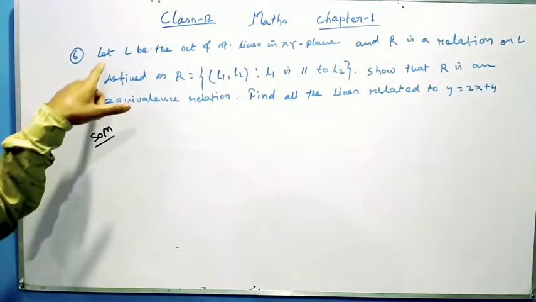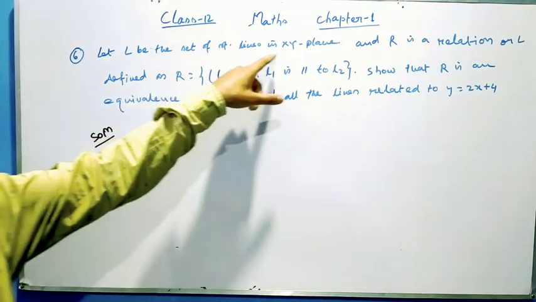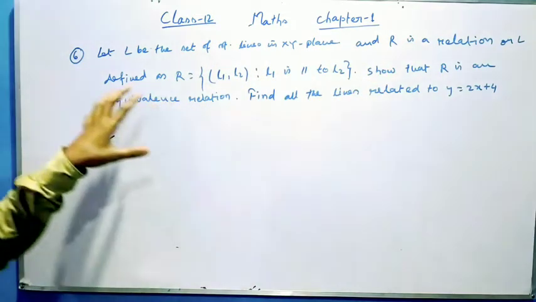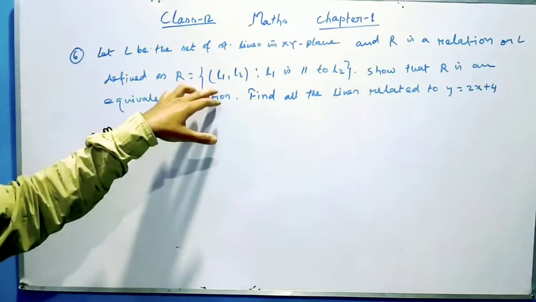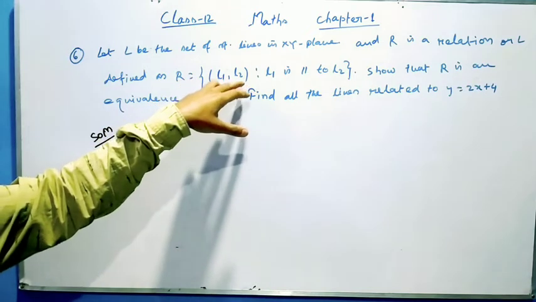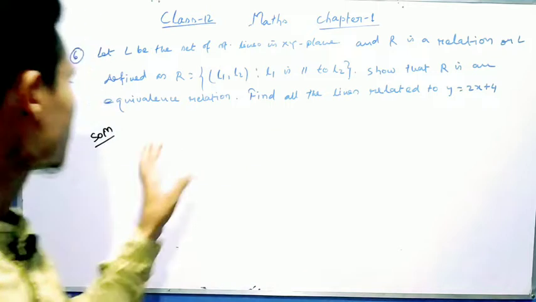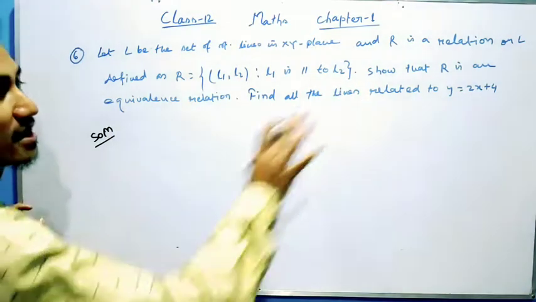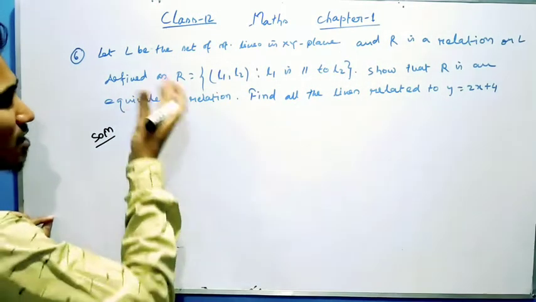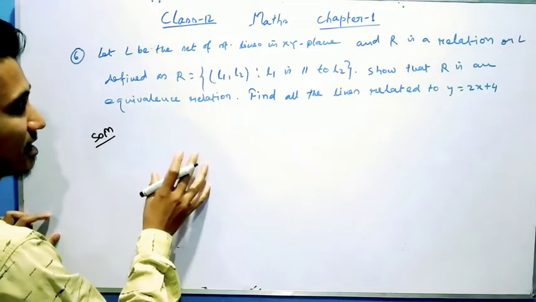Question number 6. Let L be the set of straight lines in the xy plane and R is a relation on L defined as R equal to the set of ordered pairs (L1, L2) such that L1 is parallel to L2. Show that R is an equivalence relation. Find all the lines related to y equal to 2x plus 4. So how to show any relation is an equivalence relation?